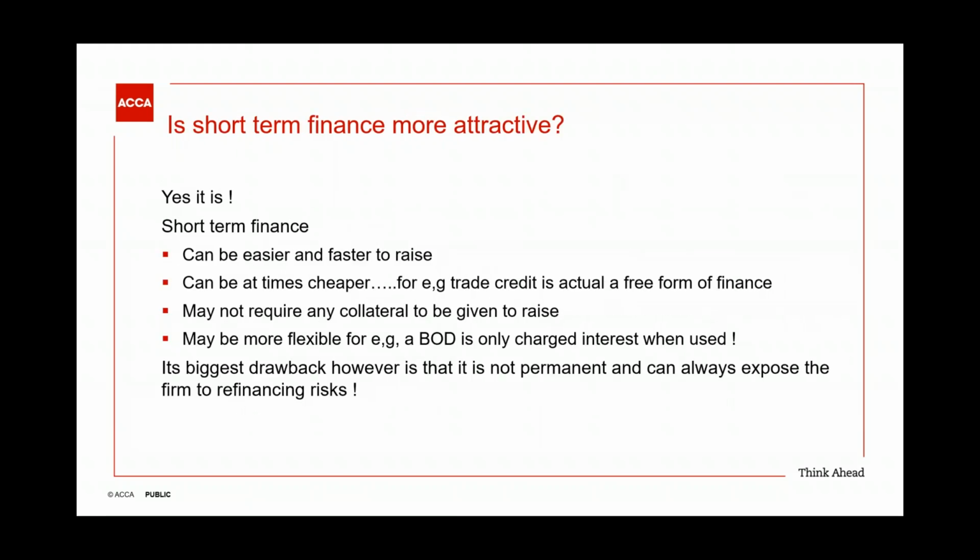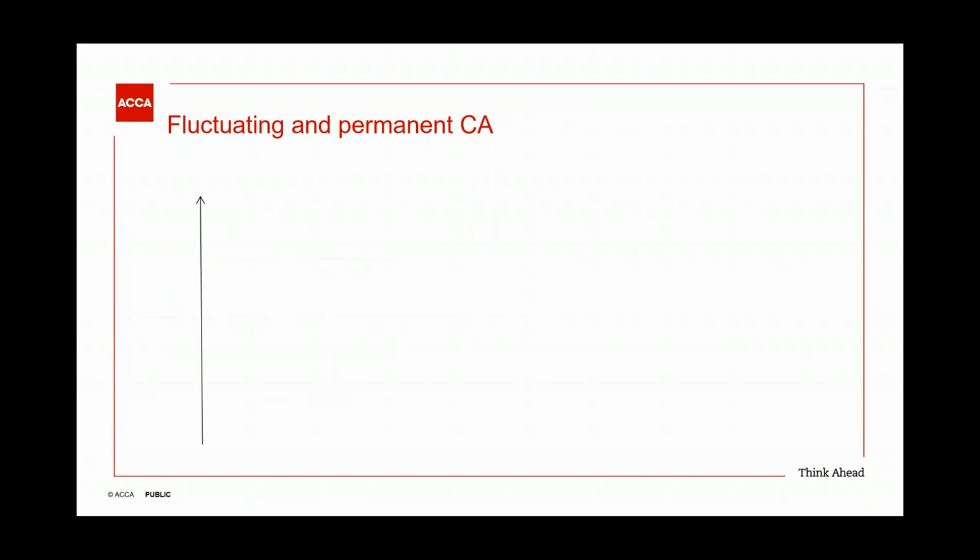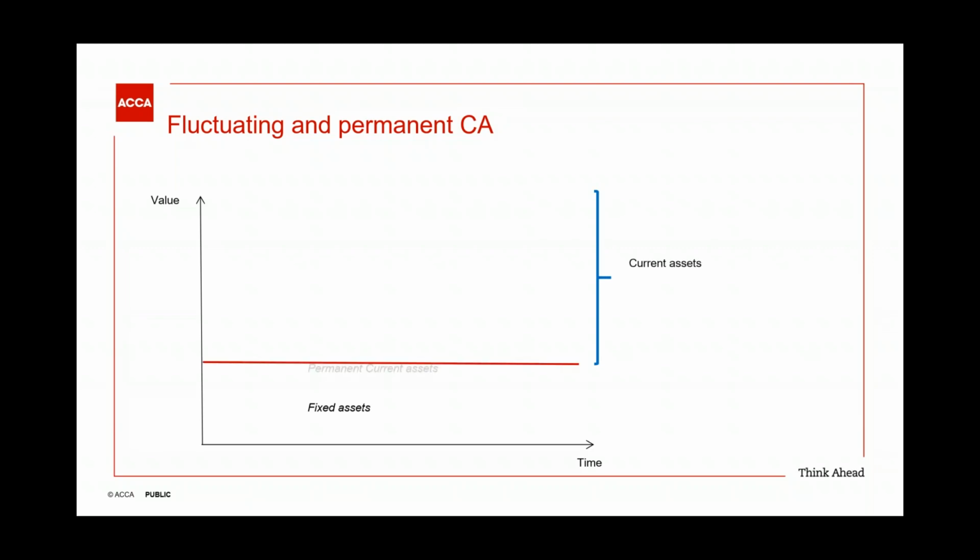Okay, so I've discussed that short-term finance is very attractive because it is much easier to raise, much cheaper, no collateral needs to be offered, and it's very flexible. Now, there's an important concept to understand: fluctuating and permanent current assets. In any business, there are likely to be fixed assets and current assets. Along with fixed assets, there are also, weirdly, something called permanent current assets, and you'll have fluctuating current assets.